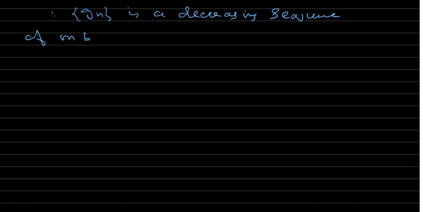So therefore this g_n is a decreasing sequence. आप लिखिए, decreasing sequence of measurable functions.